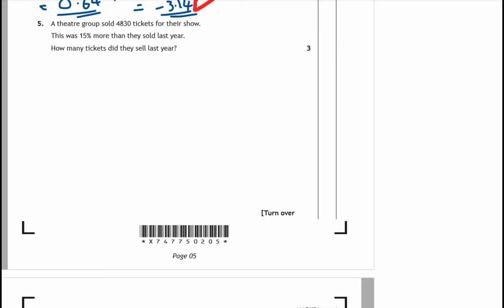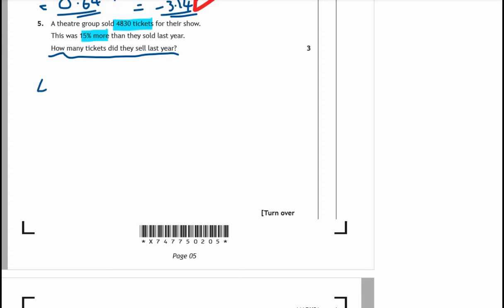Okay, back to percentages for question 5. This is good. I'm glad this question's come up actually, because we did 2 parts of percentages before, and this will be the third part. So the theatre group sold 4,830 tickets. This was 15% more than what they sold last year. So how many did they sell last year? That is the question, and the relevant information I've highlighted.